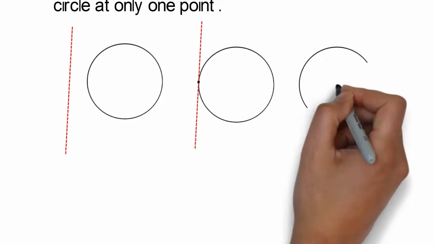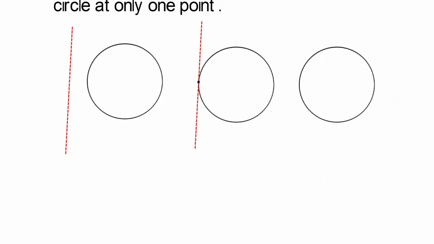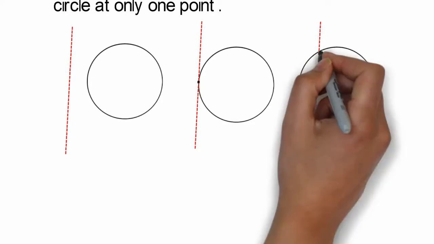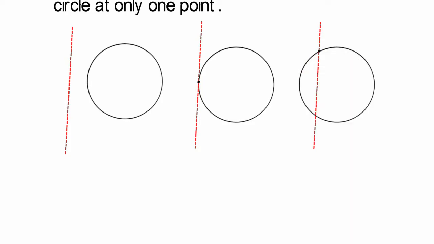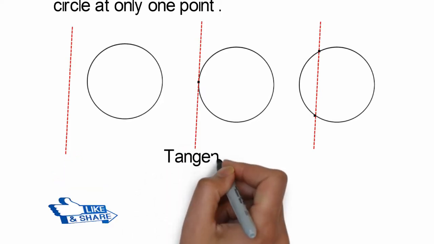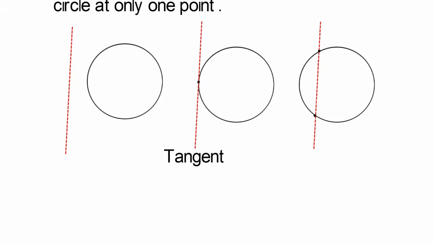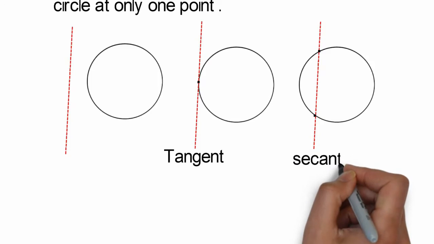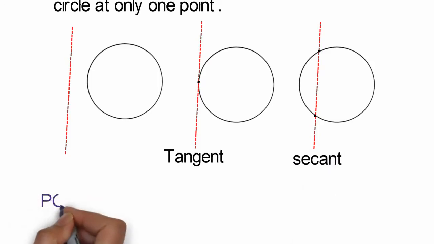Let us take one more figure. Here, if we take the line to the interior of the circle, then it is intersecting the circle at 2 points. So in the three cases, which one will be taken as tangent? This. Why? Because here the line is intersecting the circle at only one point. And in the third case, it is called a secant because it is intersecting the circle at 2 points.